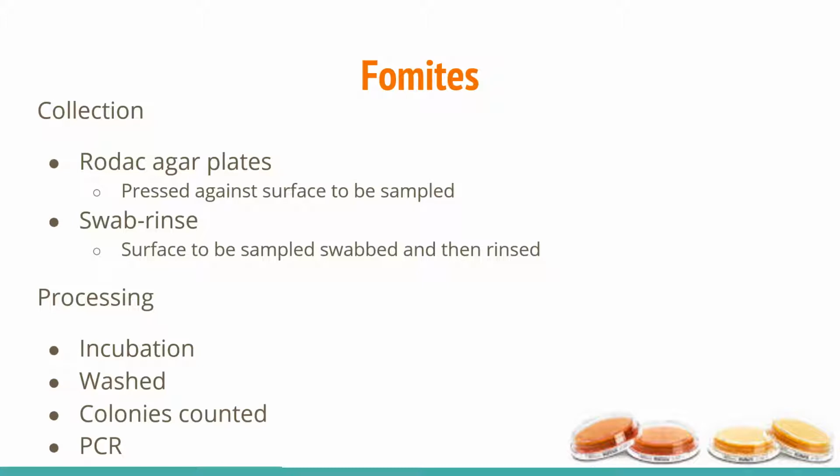Fomite collection generally uses two different methods. The first is the use of Rodac agar plates. These are petri dishes in which the agar fills the entire dish to produce a convex surface, which is then pressed against the surface to be sampled.